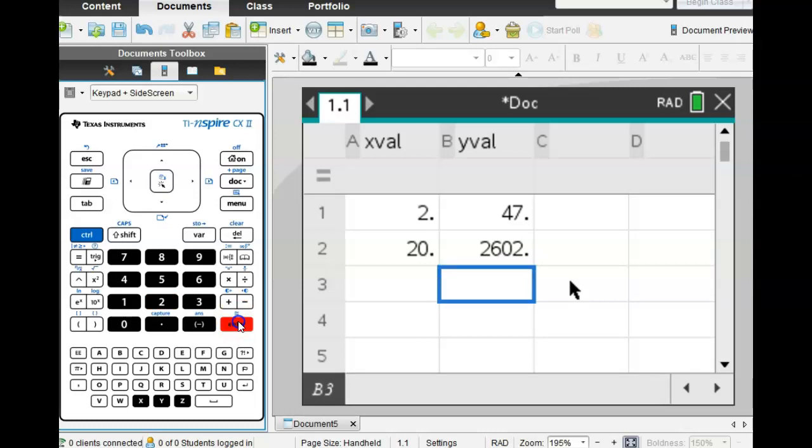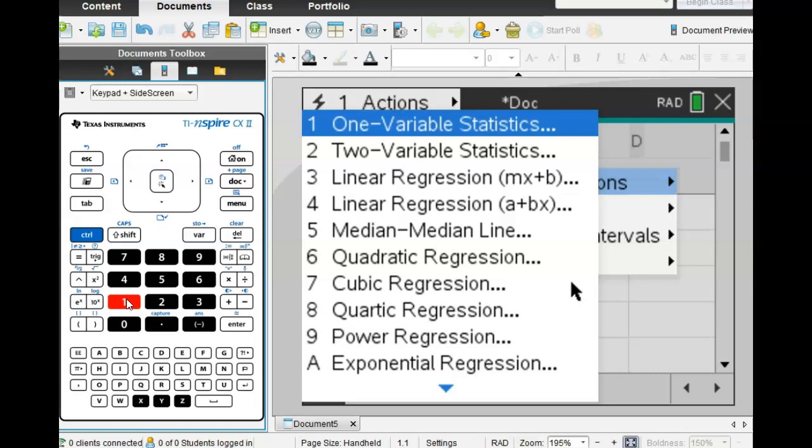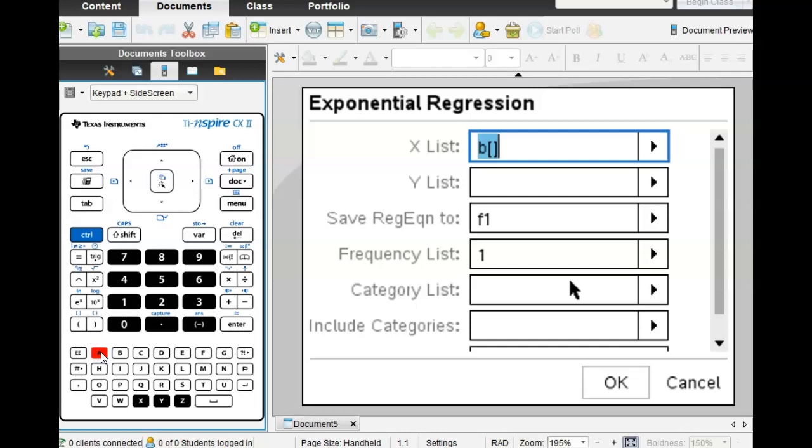Okay. Any questions at this point? Close your computer, please. All right. So I want to do my regression here. What button do I push next? Menu. And then 4 for statistics, then 1. All right, what kind of regression am I doing? Exponential, right? We're doing exponential, so way down there at A, you don't have to arrow down or anything, you can just hit A. Then this looks just like when we did the other regressions. Change this to your X value, change that to your Y value. Where is it going to store it for me? F1. And we hit enter.